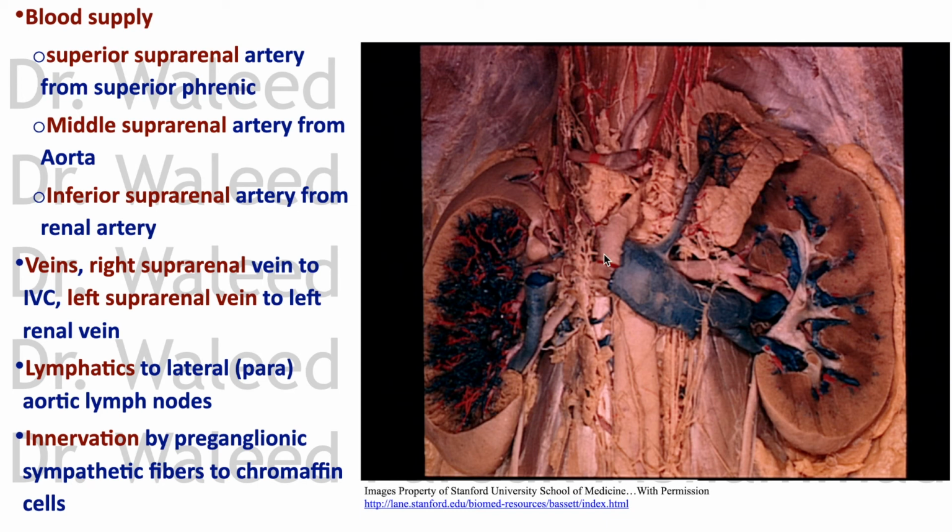The lymphatics run along the vessels to the sides of the aorta, so to the para-aortic lymph nodes, and the innervation is by preganglionic sympathetic fibers, as I told you before, that synapse on the medulla of the gland, the chromaffin cells component of the medulla. So this is the blood supply, venous drainage and lymphatics of the suprarenal glands. It's easy. This lecture is easy, actually.